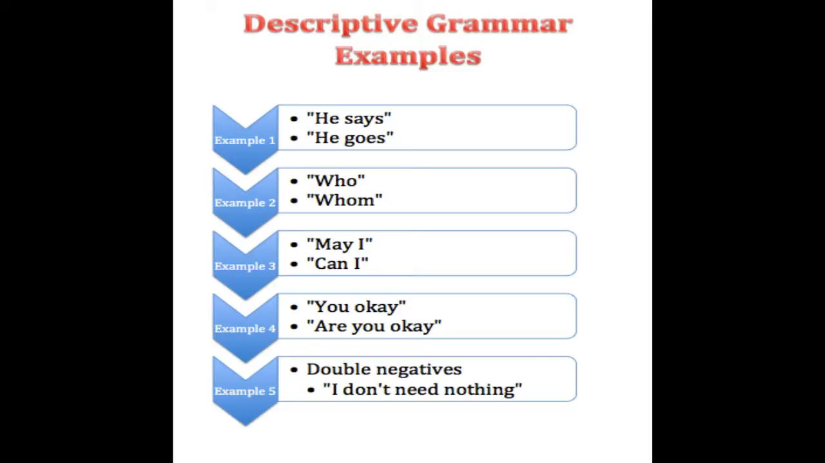The last example is number 5, and that is double negatives. I don't need nothing. Having two negatives is not correct at all, but it is descriptive grammar when you say it. I find myself saying this a lot when my mom asks me if I need anything from the store. I usually simply reply with, I don't need nothing.